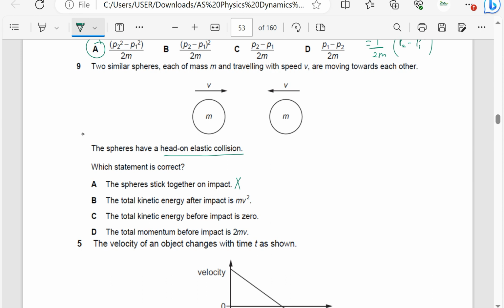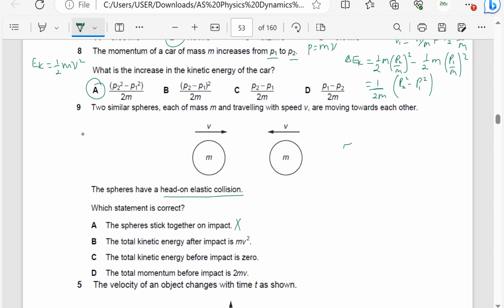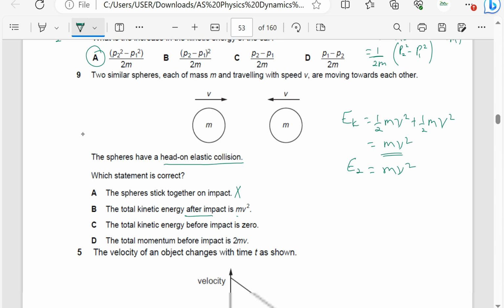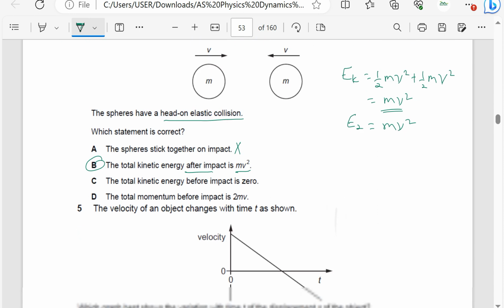Total kinetic energy after impact is mv squared. Since the collision is elastic, let's find the initial kinetic energy. Initial kinetic energy is going to be a half m v squared for the first one plus a half m v squared for the second one, which is just mv squared. If the collision is elastic, the total kinetic energy after collision should also be mv squared. So the answer is B.